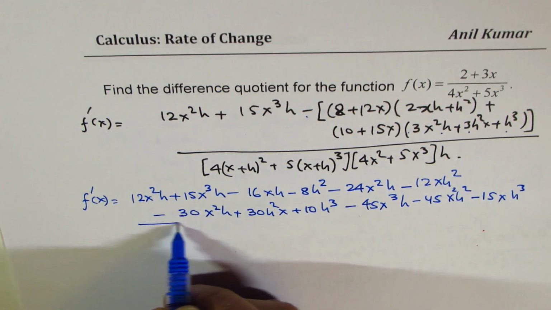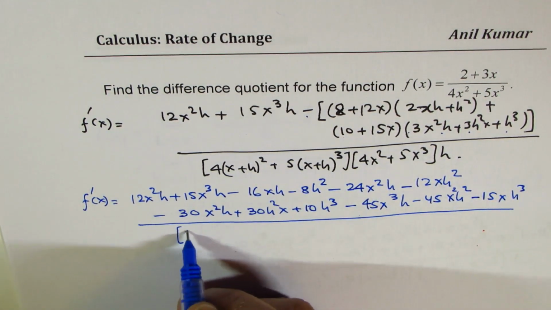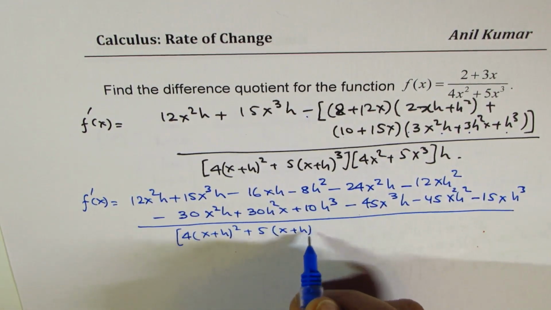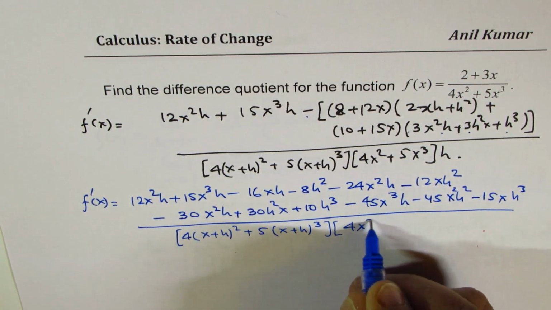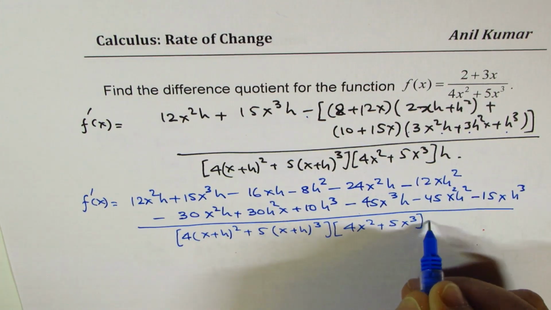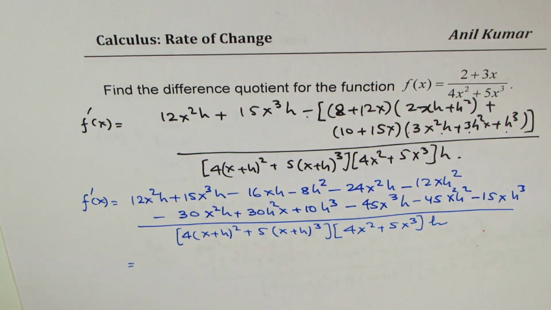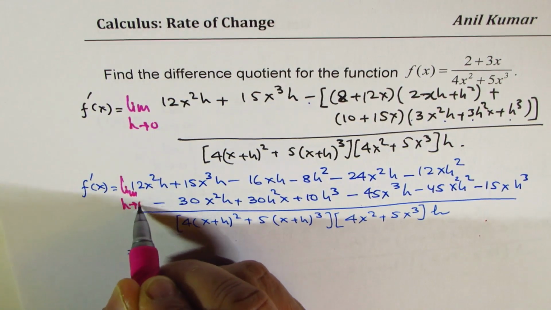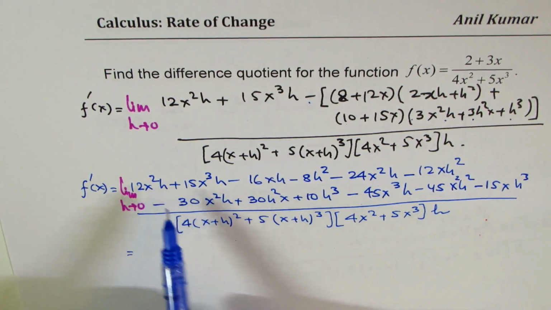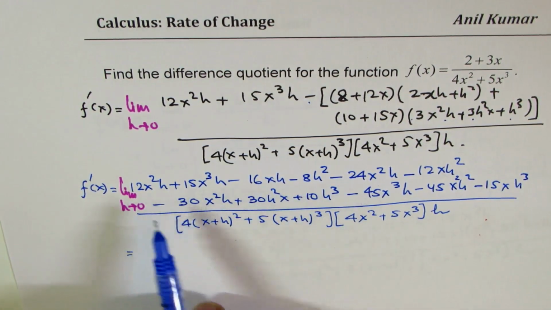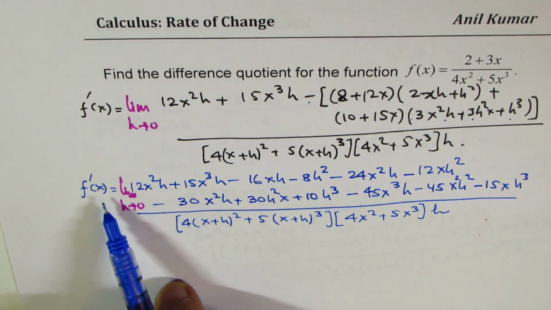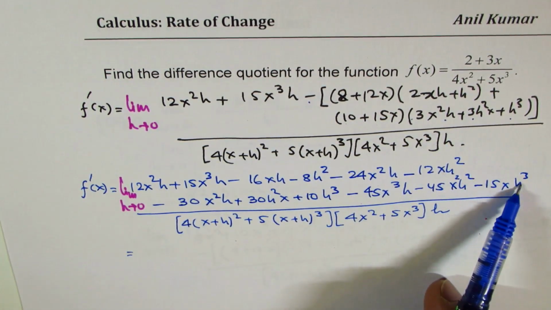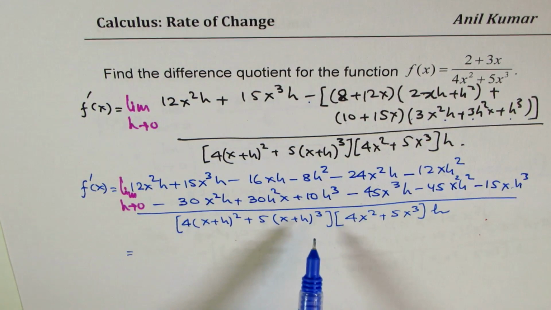So that is the numerator, and everything is being divided by 4 times x plus h whole squared plus 5 times x plus h whole cubed times 4x squared plus 5x cubed times h. Correct? Okay, we have to write the limit as h approaches 0. So the first step is to cancel everything which has h in it, right? And the second step is, once you cancel the h, substitute h equals 0. So that means the terms which have h squared and h cubed will automatically become 0. Is that clear to you, right?